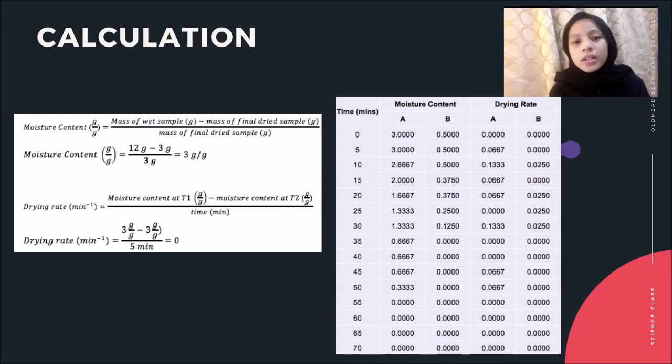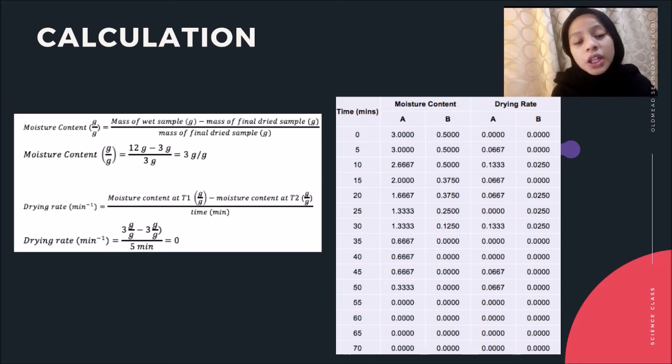Okay, since we have obtained all the masses of sample A and sample B, we can determine the drying rate, which is the rate at which the moisture in the samples is being dried. Since the objective of this experiment is to determine the effects on the drying rates, the drying rate is very crucial in this experiment. But in order to calculate the drying rate, we need to calculate the moisture content first, which is the quantity of water inside the sample. So how do we calculate it?